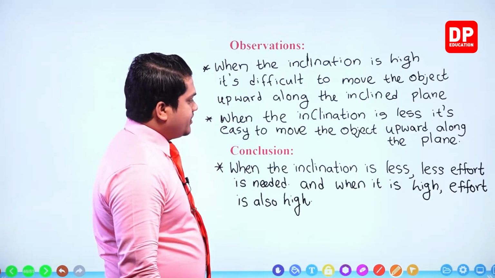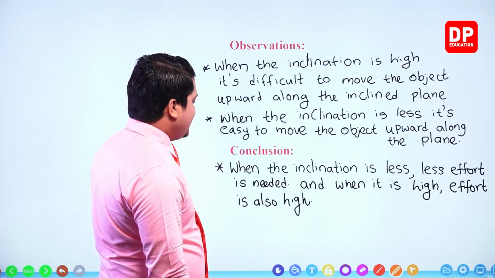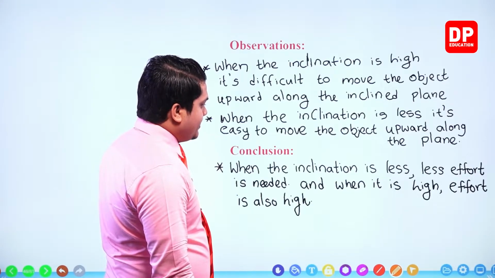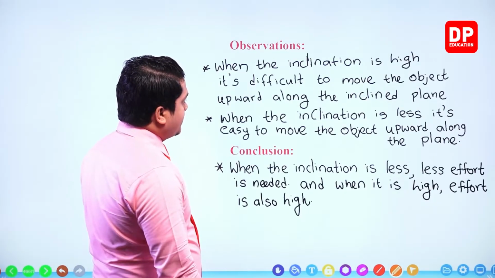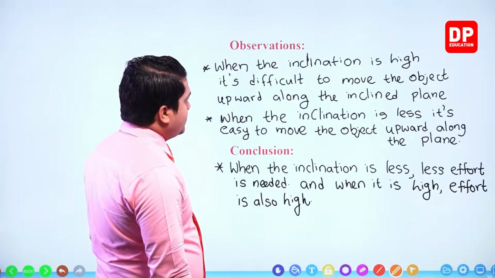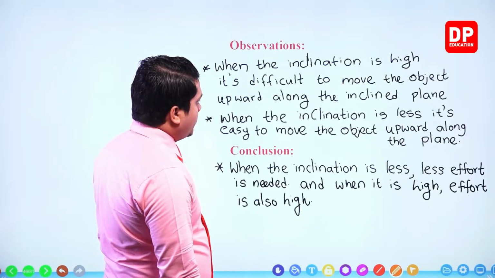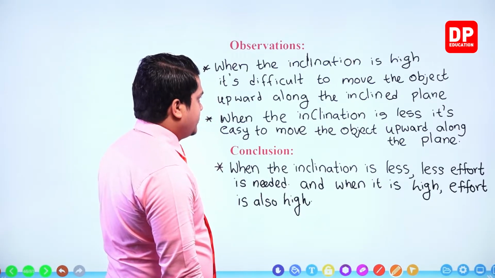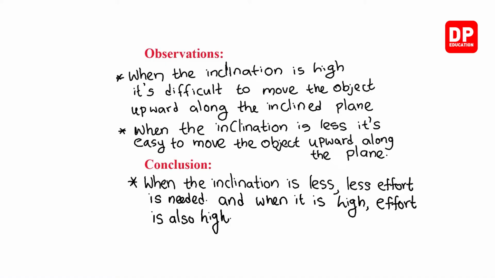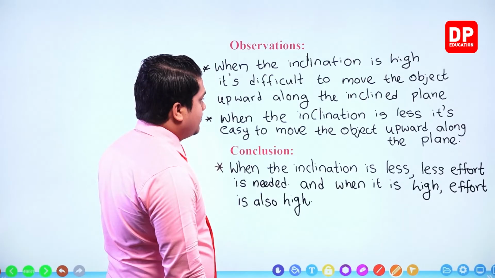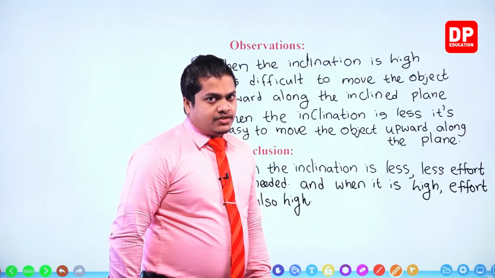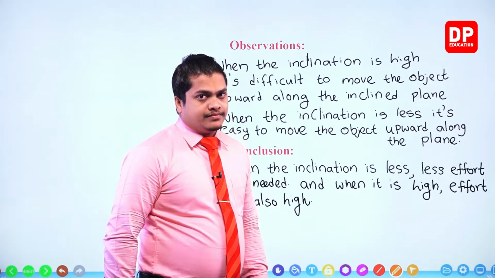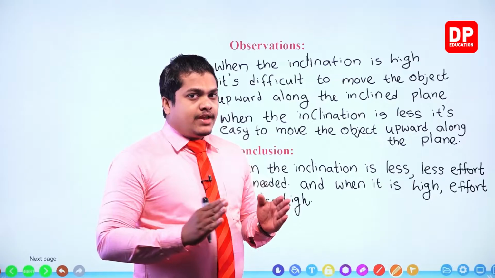So when the inclination is less, less effort is needed, and when it is high, effort is also high. So observation: when the inclination is high, it's difficult to move the object upward along the inclined plane. When the inclination is less, it's easy to move the object upward along the inclined plane. So this is our observation, my dear children, and the conclusion.